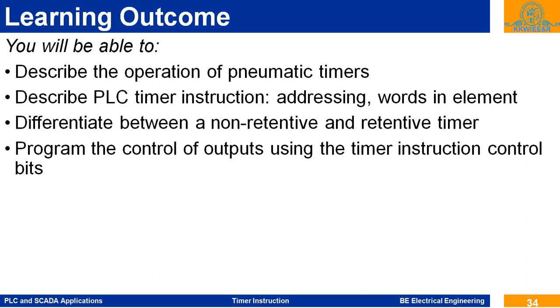accumulator, and preset value. You understand there are 3 words in the timer element: word 0, word 1, word 2. Word 0 holds the control and status bits. In word 1, a 16-bit binary number is there, where we can store the preset value that is entered in decimal, but that number is stored as a binary number. You can differentiate between non-retentive and retentive timers, meaning the on delay and off delay timers and the retentive type timer.